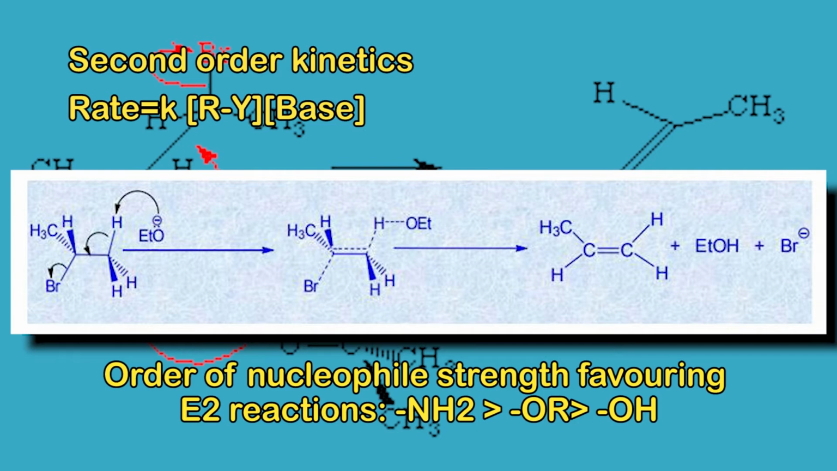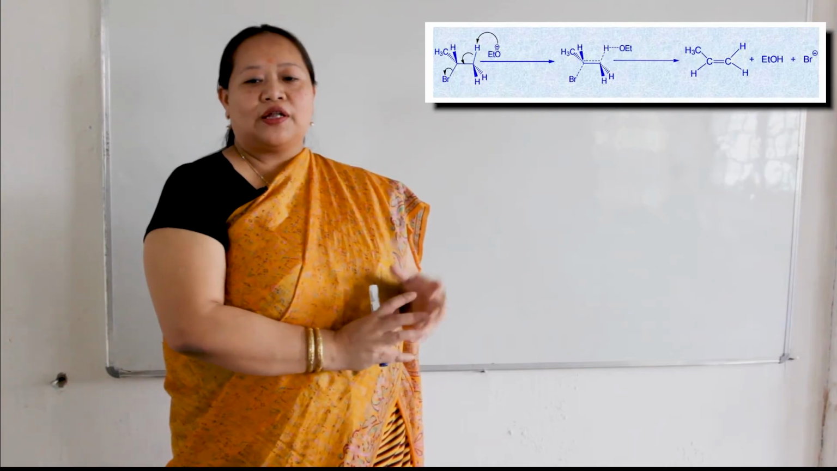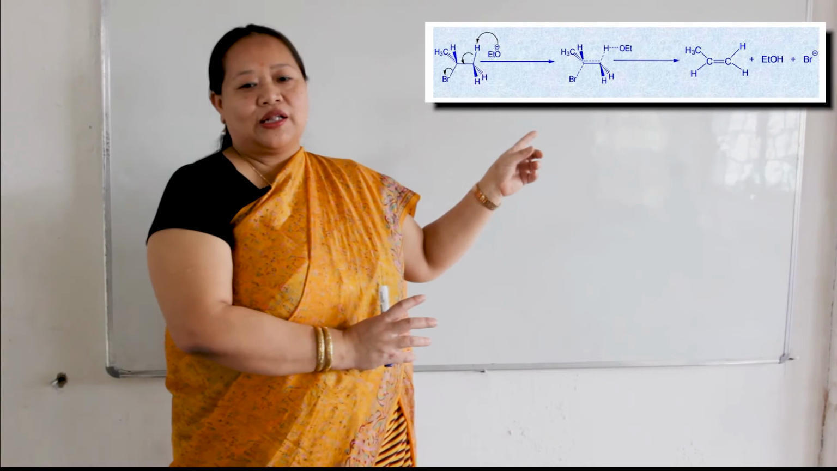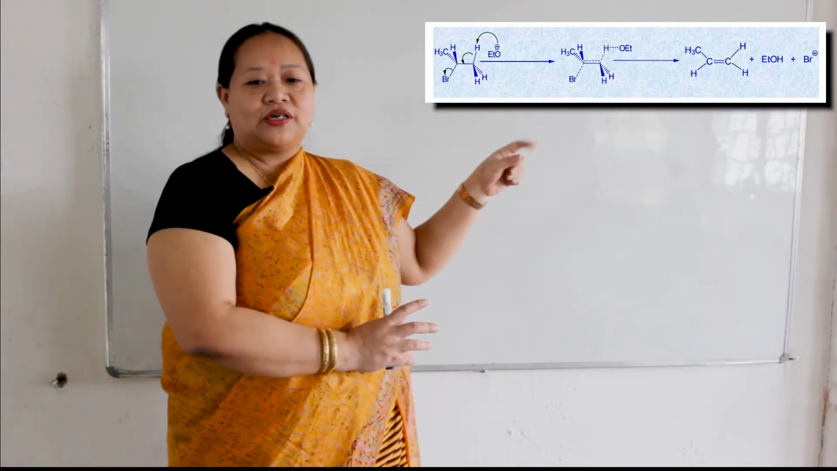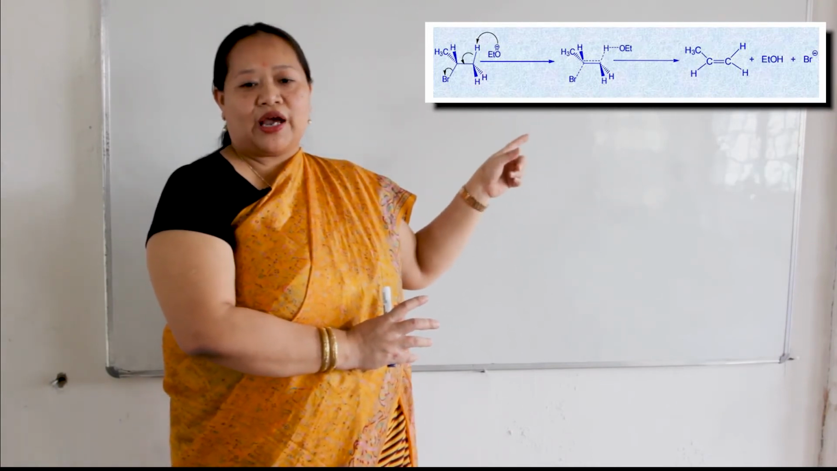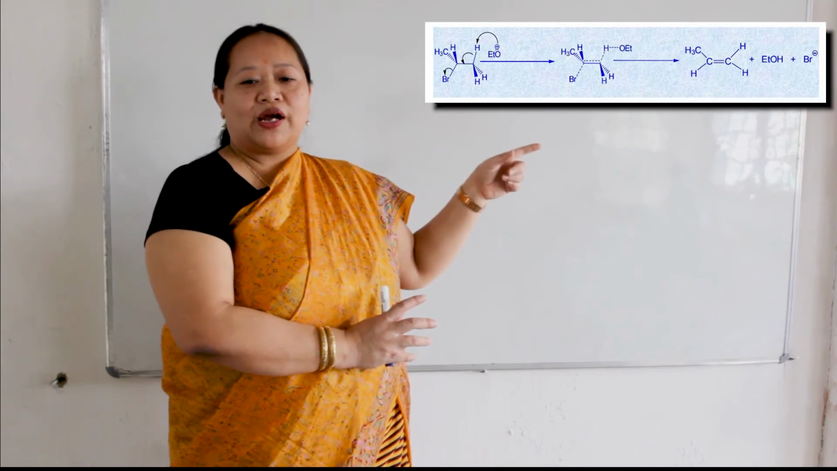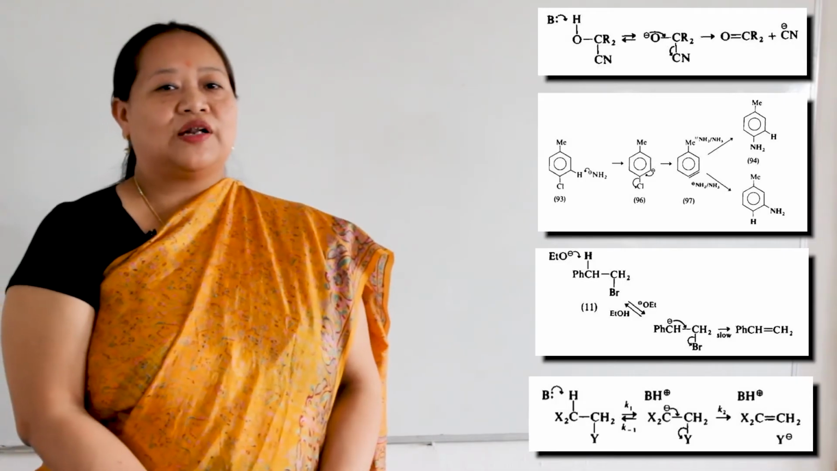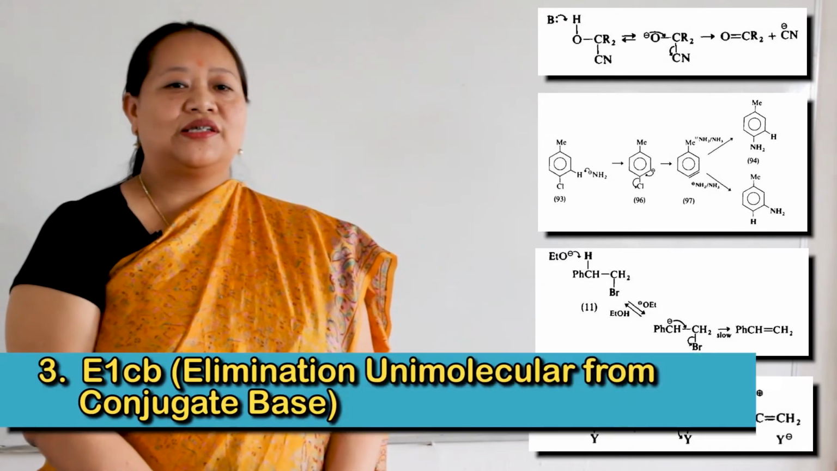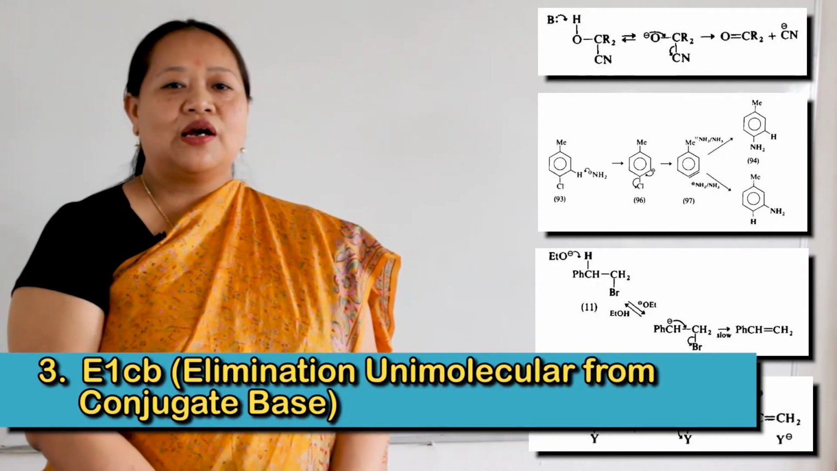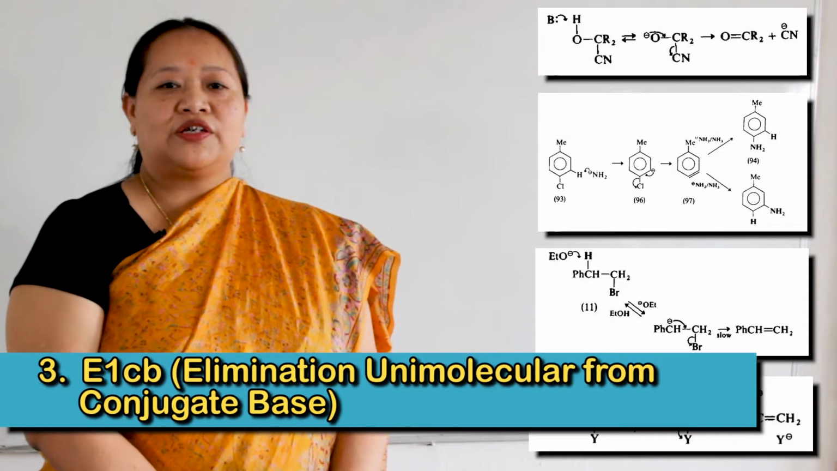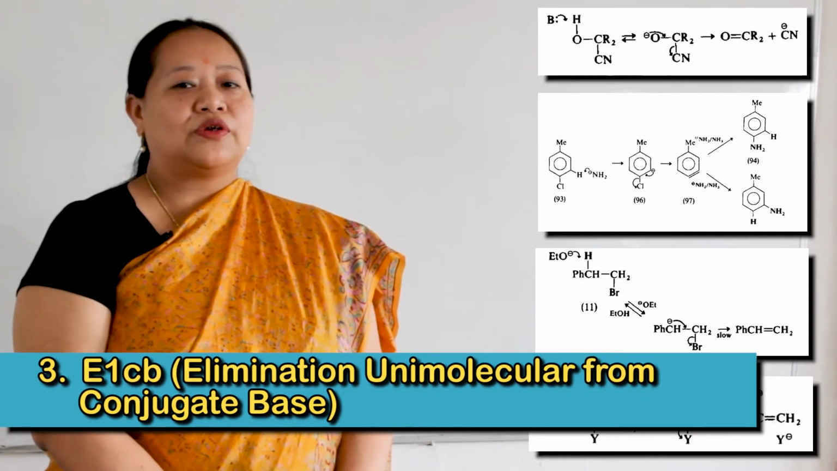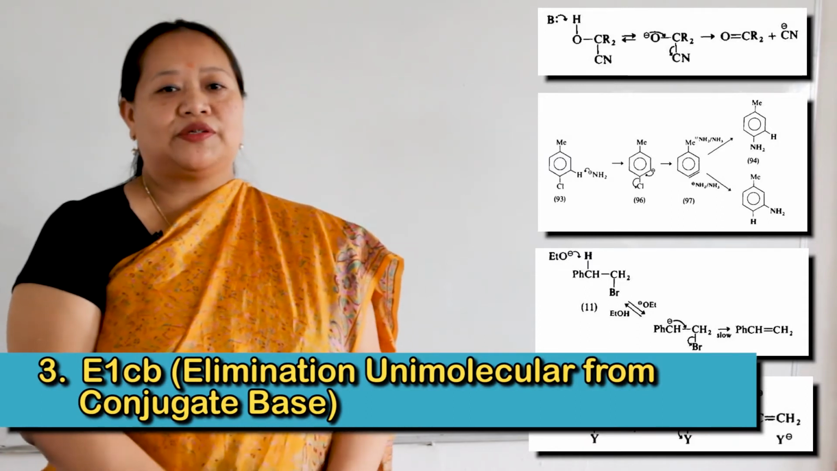And also if we look at the base, since the base is also an important reagent here, if we have different types of base, then the amide base has a greater effect for the E2 mechanism than OR minus, then OH minus. Now let us try to understand the third mechanism, that is the E1CB mechanism, the elimination unimolecular from conjugate base, or of conjugate base.